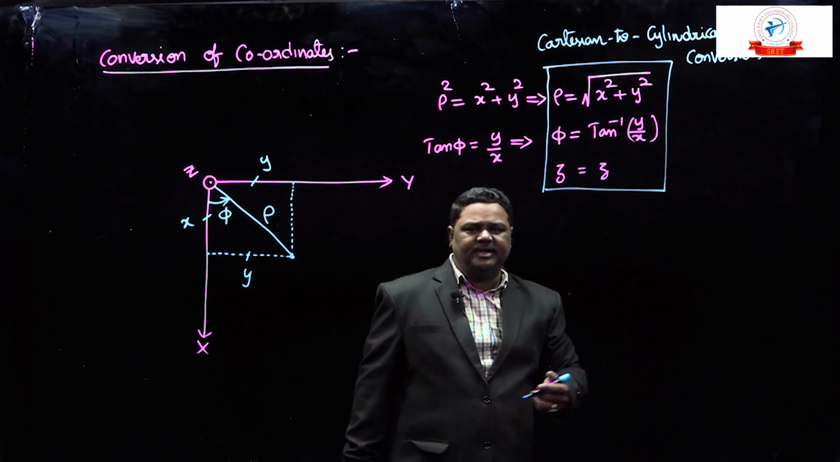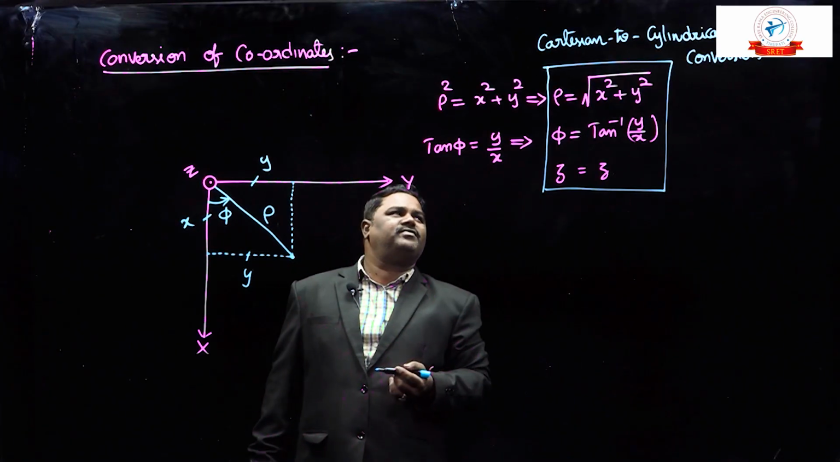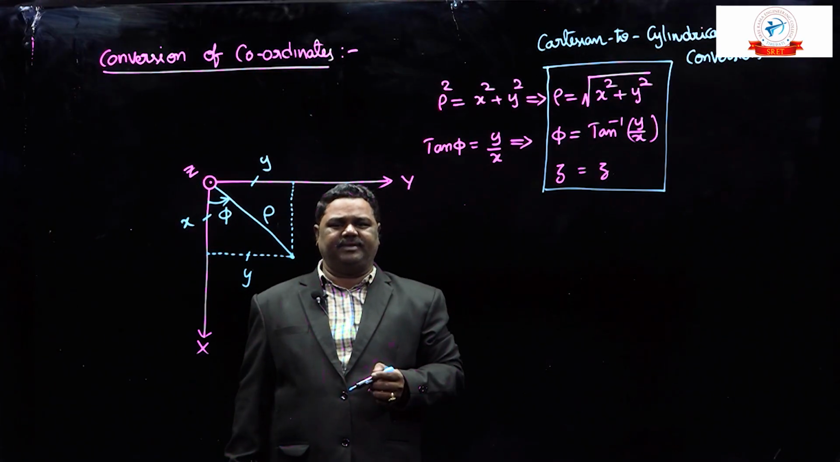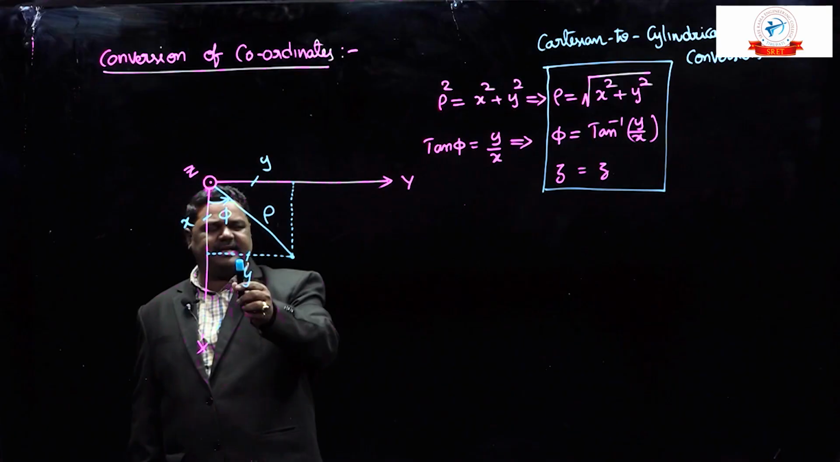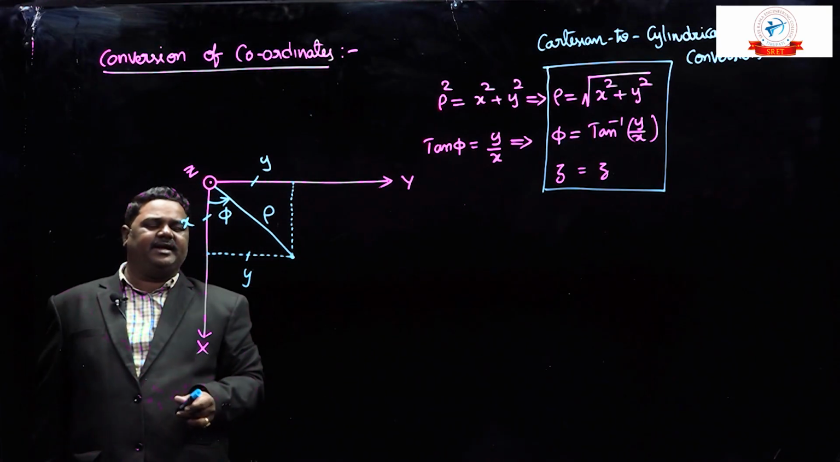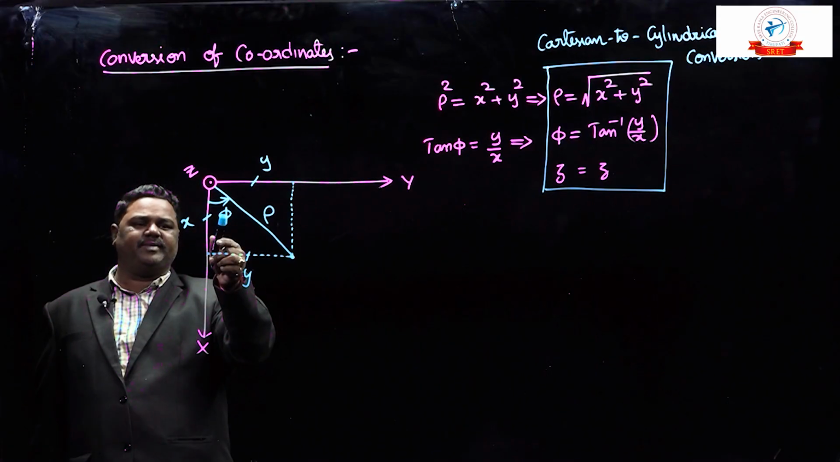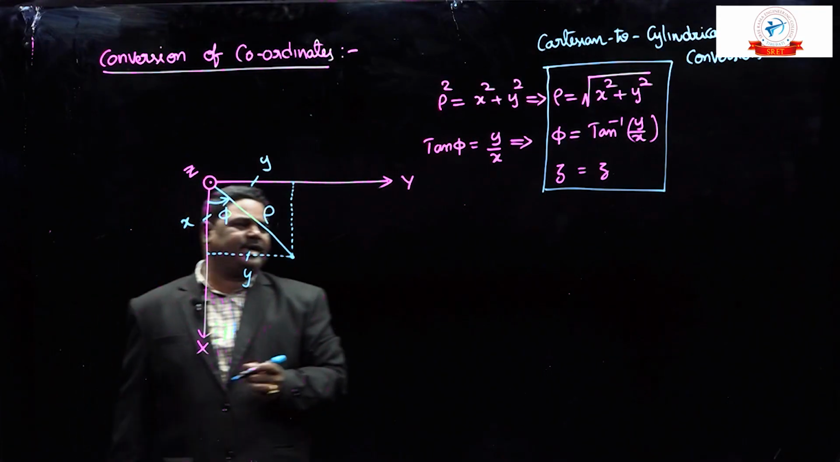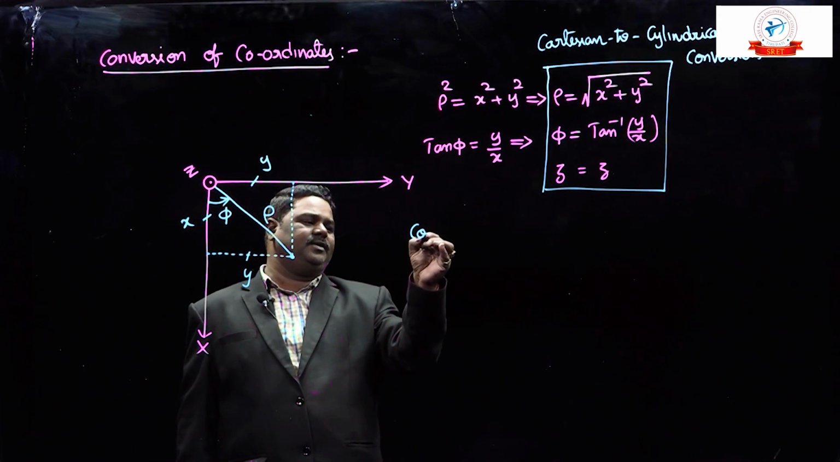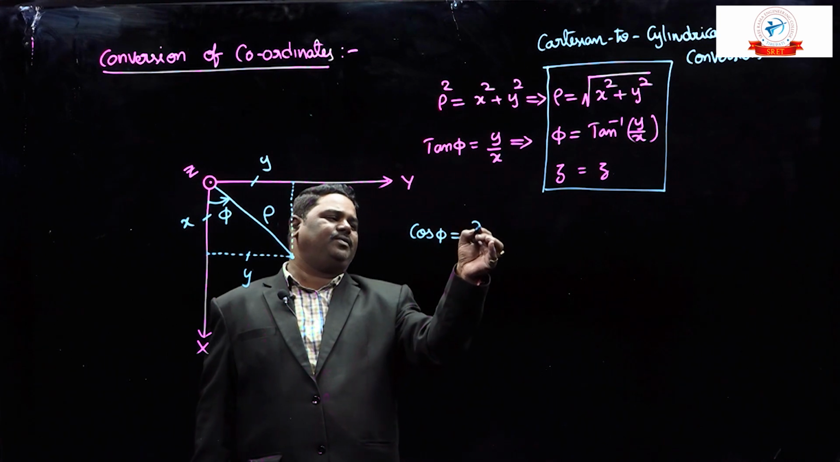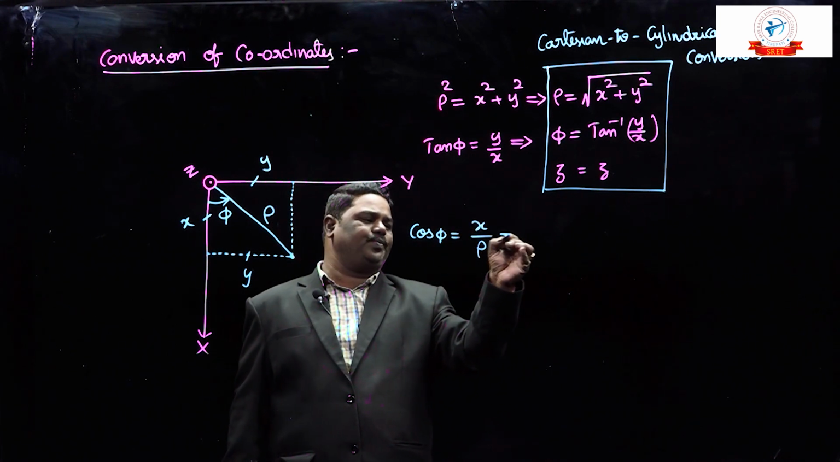Fine. Okay. Similarly, we need conversion from cylindrical to Cartesian. For that, again consider this same triangle. From this triangle, can you tell me what is cos phi here? Cos phi is nothing but x by rho. I write here cos phi is equal to x divided by rho.